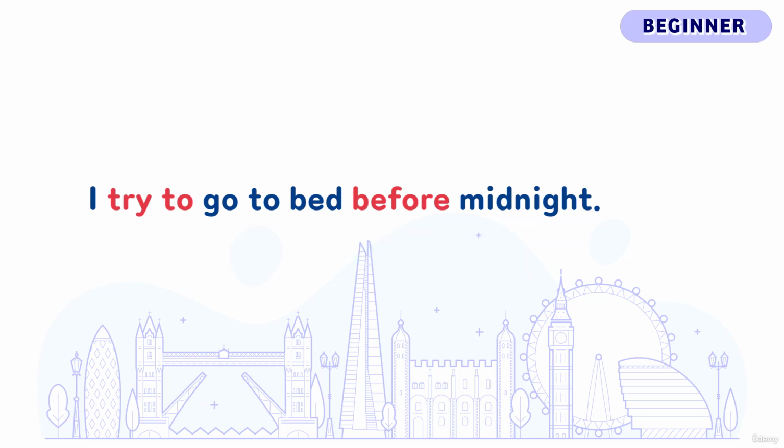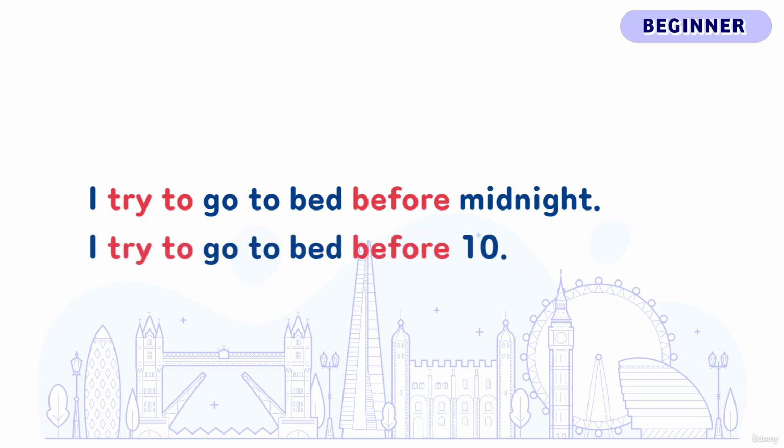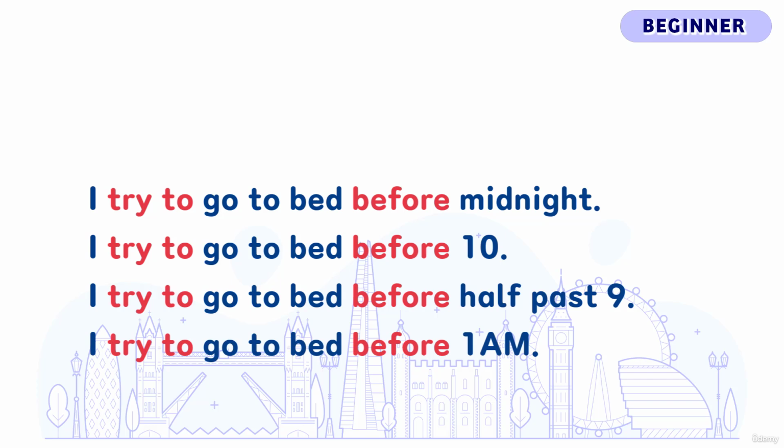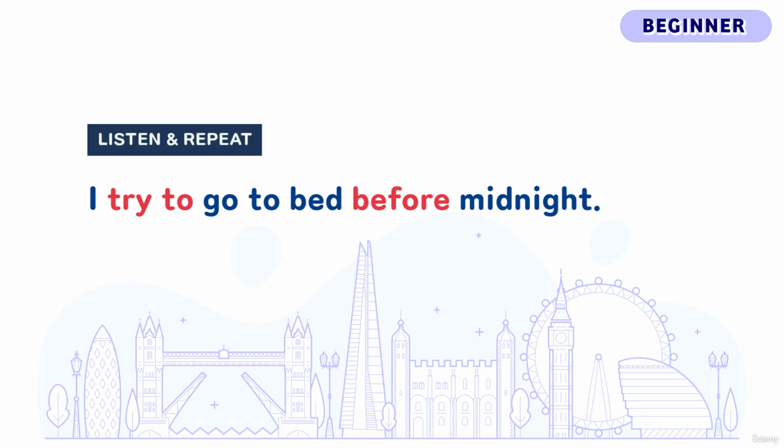Let's take a look at a few other example sentences. I try to go to bed before 10. I try to go to bed before 9:30. I try to go to bed before 1 a.m. When we refer to a time early in the morning, we often say a.m. in our sentences.